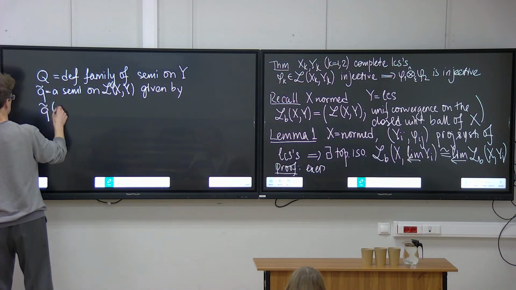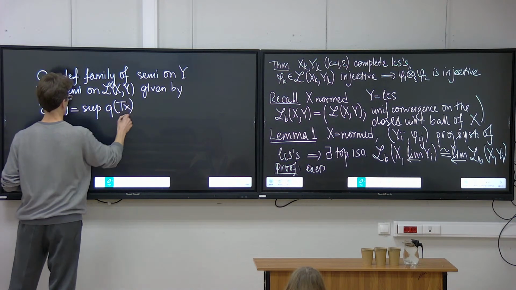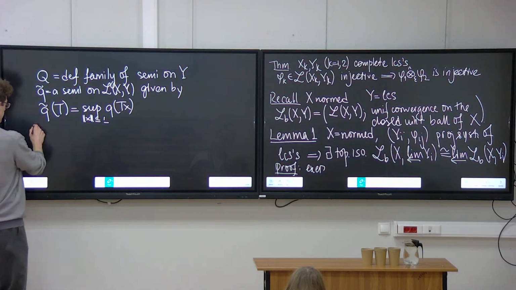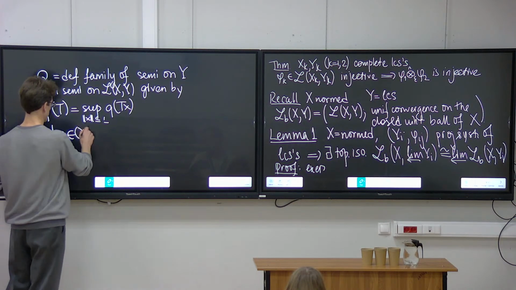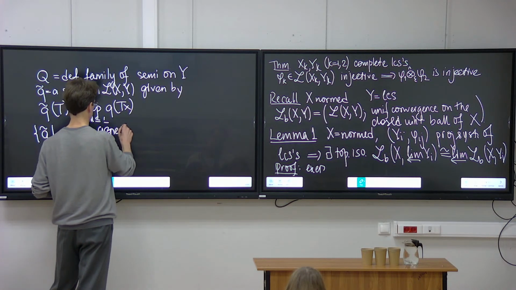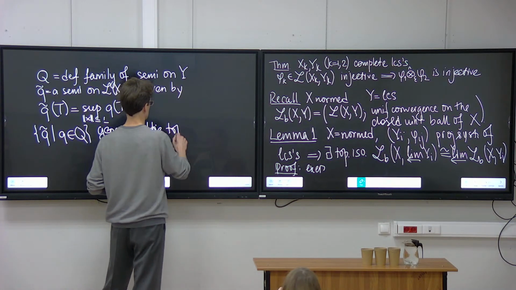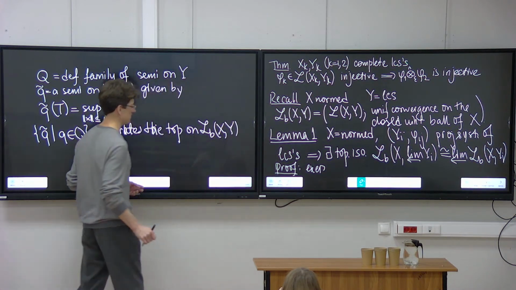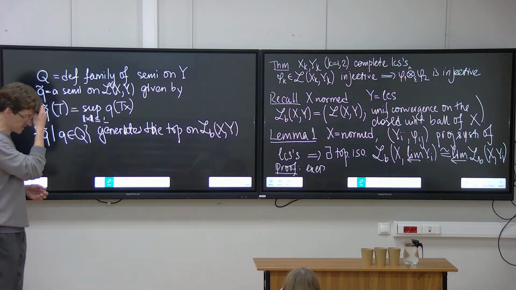Q tilde of T is the supremum of Q of T of x, where x runs over the closed unit ball. And the family of all such semi-norms Q tilde, where Q runs over the family Q, generates the topology on LB. And this is the topology of uniform convergence on the closed unit ball, just by definition. This is a special case of what we discussed before.